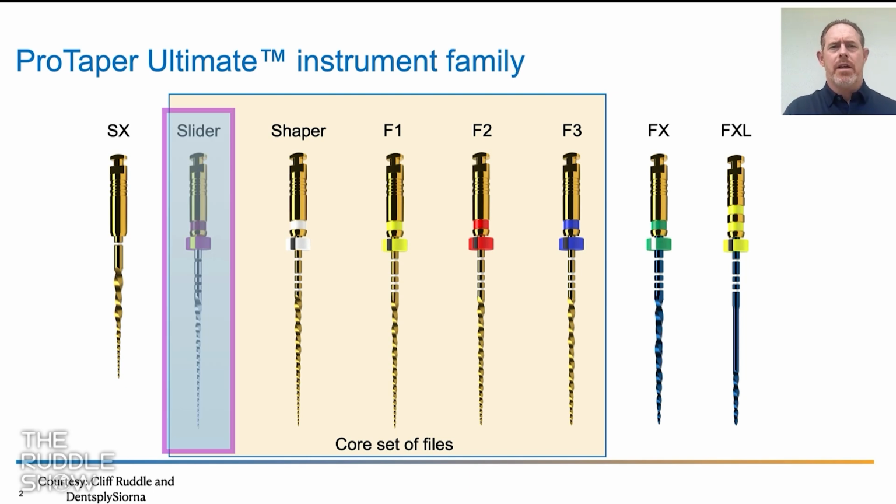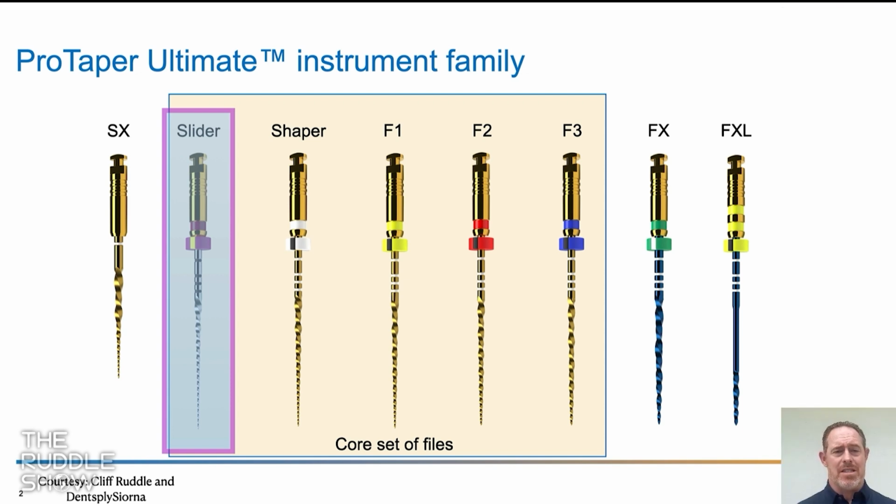The ProTaper Ultimate is a kind of a new instrument system that is the evolution of ProTaper Gold. So they basically, Cliff Ruddle, John West, Pierre Machtou, as you know from the Ruddle Show, took ProTaper Gold and made it a little bit smaller, from 1.2 millimeter diameter to 1 millimeter diameter, and they wanted to focus on a minimally invasive type shape. And so that's how the ProTaper Ultimate family came into existence. But they created this slider. And I want to talk about the slider because it is really an exciting file.